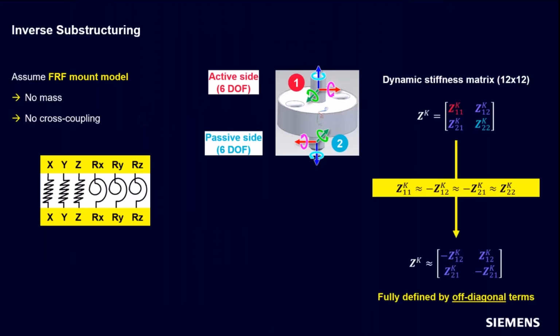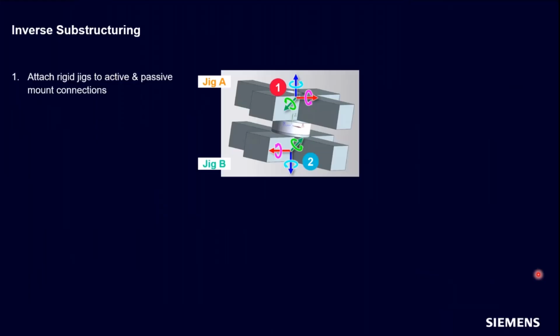And under these assumptions, I'm not going to show the mathematical derivation, but there are papers I can refer to if you're interested. But what is quite important is that when we make this assumption, we can actually show that this full 12 by 12 dynamic stiffness matrix can be represented using only the off-diagonal terms. So only the transfer parts from active to passive or vice versa is what we need to define these mounts. Maybe you're asking yourself, why is that important? And I'll explain why that is important as we go through the process of applying inverse substructuring step by step.